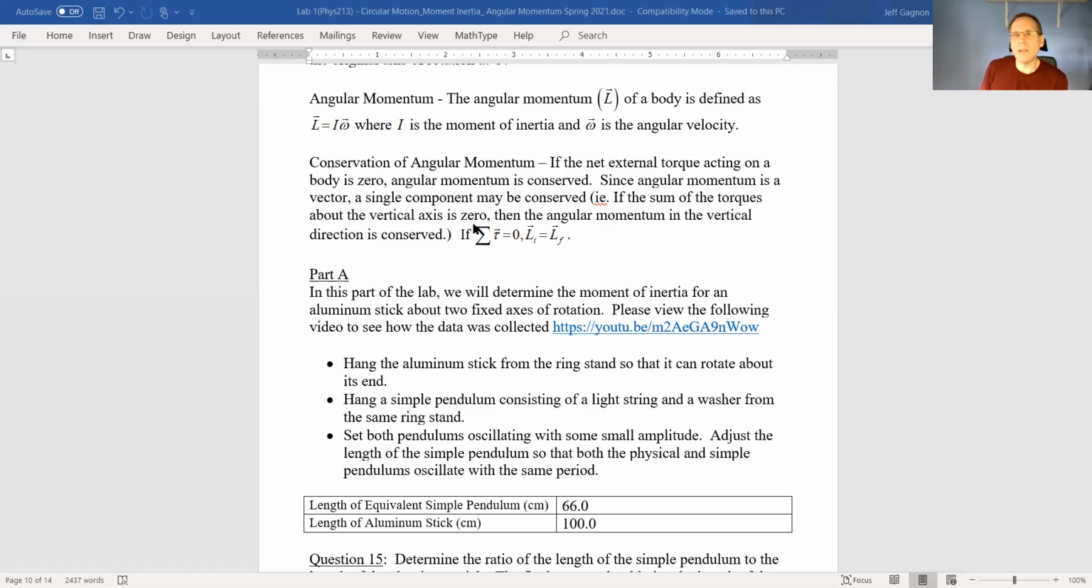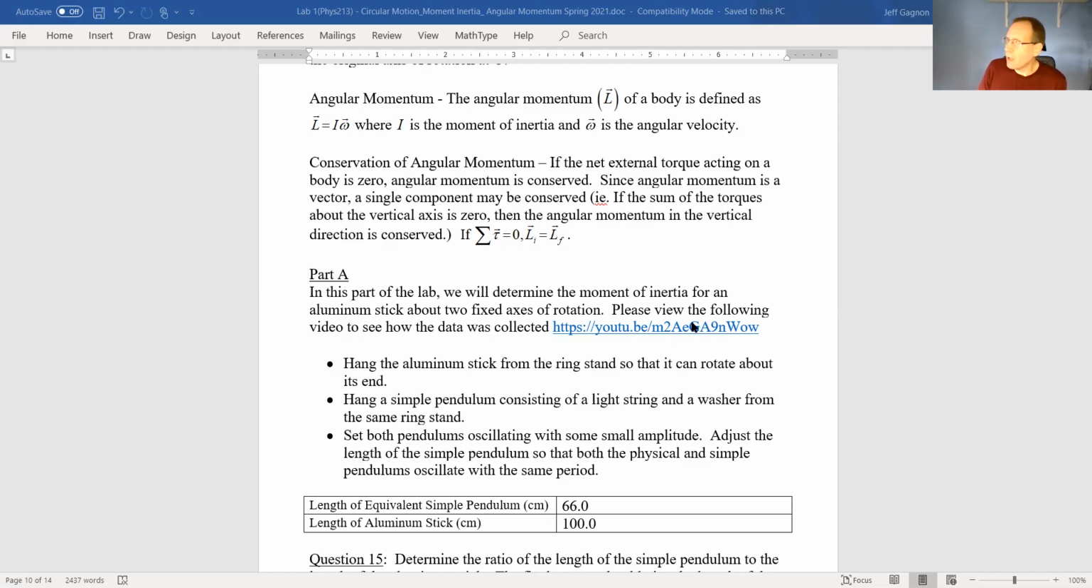And this occurs for any of its components. And really what we're interested in is that the angular momentum about the vertical axis is going to be conserved. So I initial omega initial equals I final times omega final about the vertical axis. Okay, so for part A, again, make sure you watch this short video here on how I collected the data.